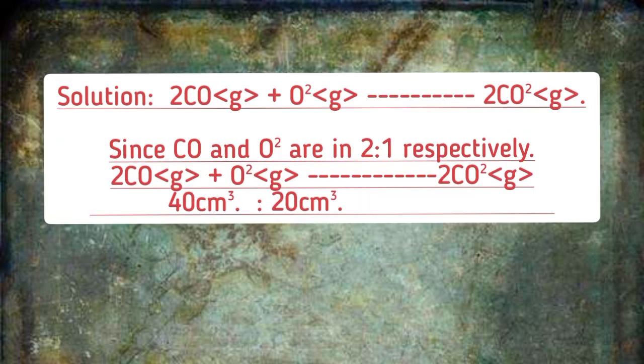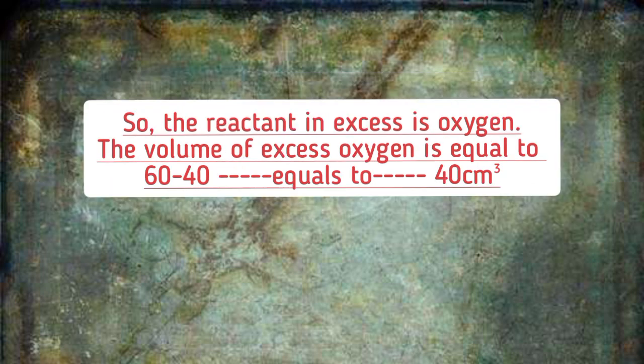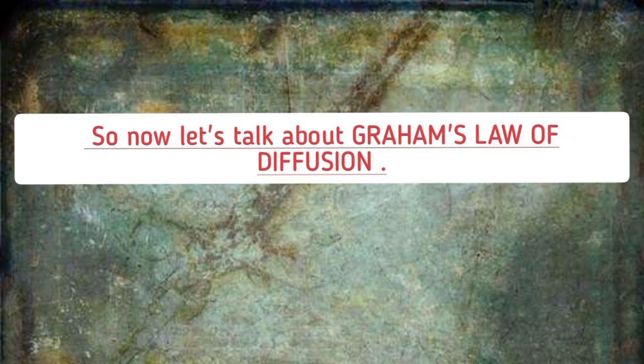When you say STP, the meaning is standard temperature and pressure. So this is the solution of the example. 2 carbon oxide plus oxygen produces 2 carbon oxide. Look at everything here. So the reactant in excess is oxygen. The volume of excess oxygen is equal to 60 minus 40, which equals 40 cm cube. In this channel, we just bring back what you've read before.